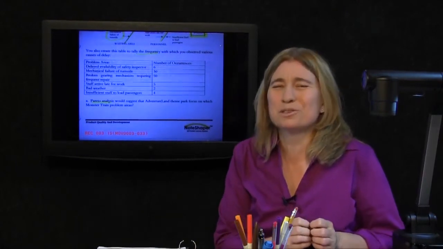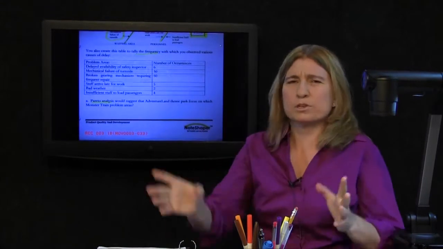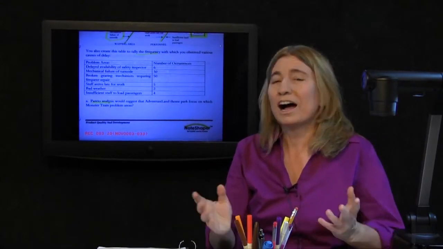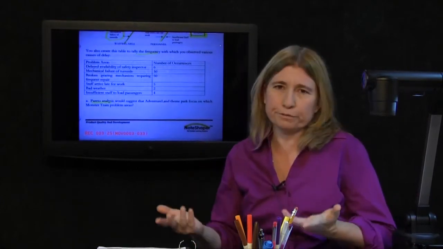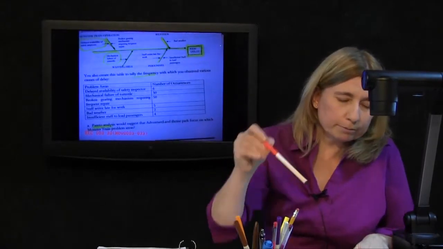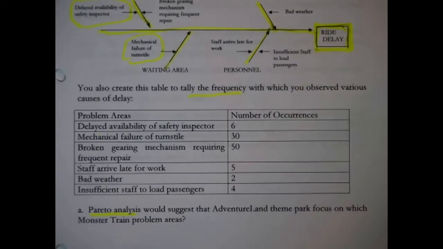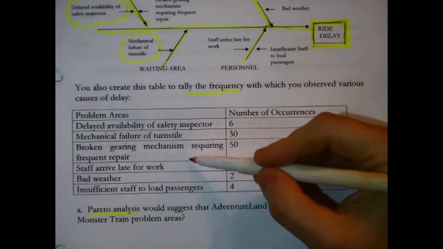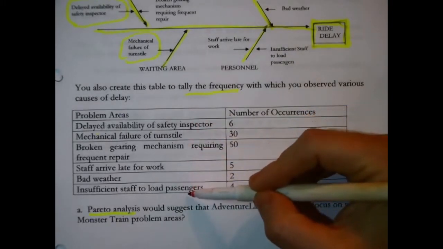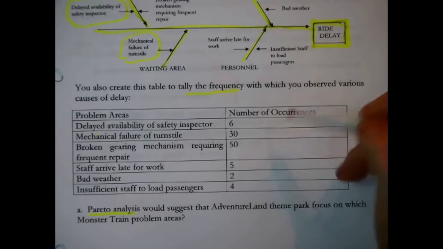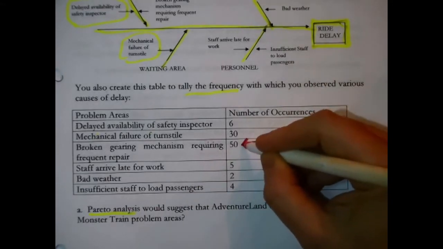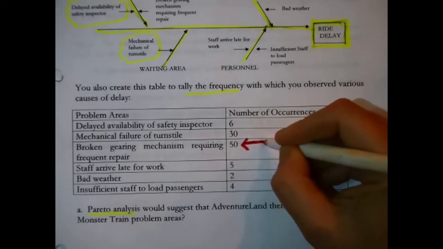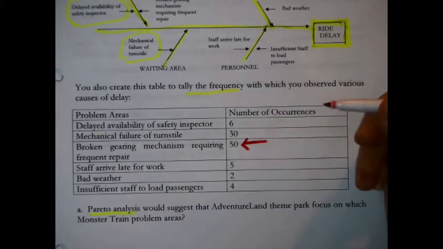Now, how are we supposed to apply that abstract concept to Adventureland? Actually, in the case of Adventureland, it's fairly obvious. This is what you would formally do, though. Go back to your table of data, and of all of these different causes for a delay on Monster Train, ask which ones are causing the majority of the ride delays. I'm looking for the largest number. Is there a major category and the rest of them are minor? And I'm definitely seeing that right there.